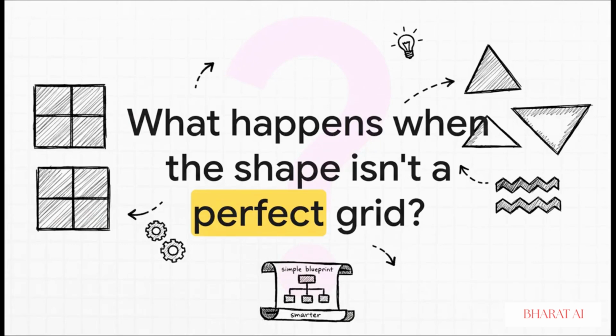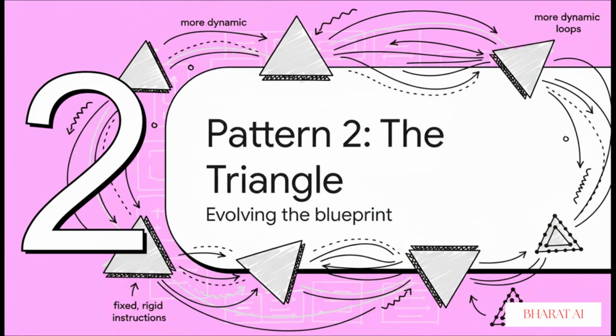But you know, perfect squares are a little boring. What happens when the shape isn't a perfect grid? What if the number of characters we need to print changes on every single line? Well, this is where our simple blueprint needs to get a little bit smarter. Let's tackle a triangle. Now, this shape is the perfect next step. It looks simple, but it's the thing that's going to force us to evolve our blueprint from a rigid, fixed set of instructions into something way more dynamic.